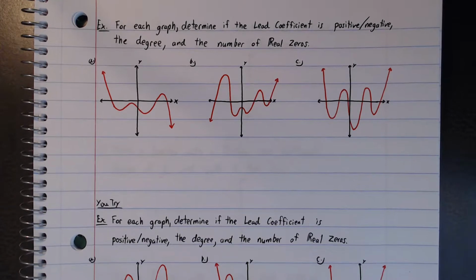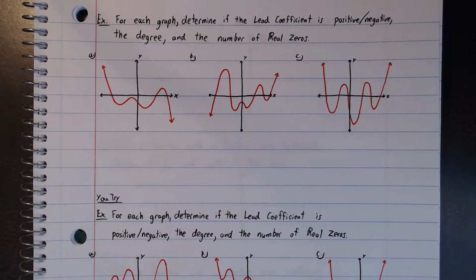Okay, so they'll be giving you problems that look like this, right? They have a graph. They want us to determine what the lead coefficient is in terms of positive and negative. They want to know what the degree is, right? The actual degree. And then the number of real zeros. So we've already talked about real zeros. They're just solutions. They're roots. They're where the graph hits the x-axis, where it intersects.